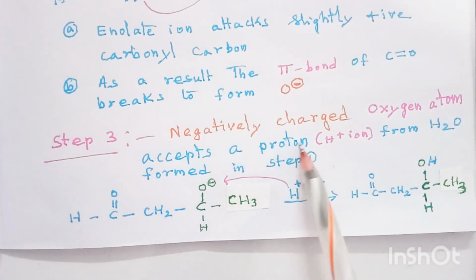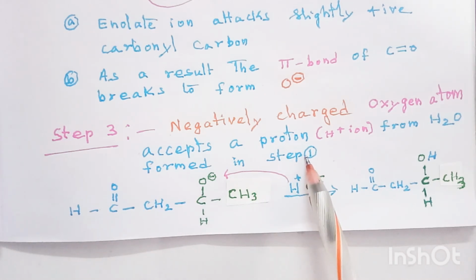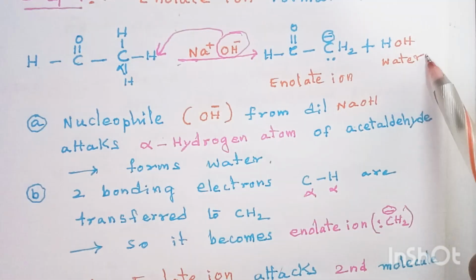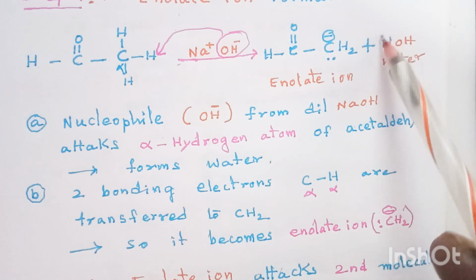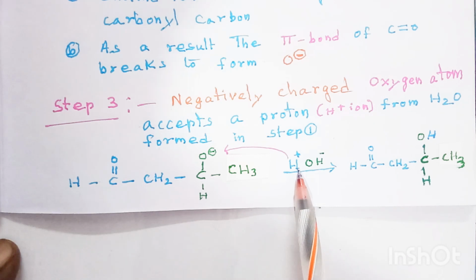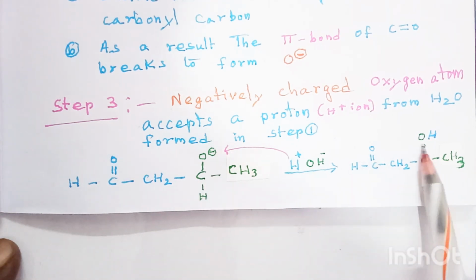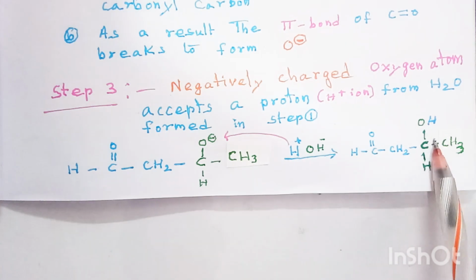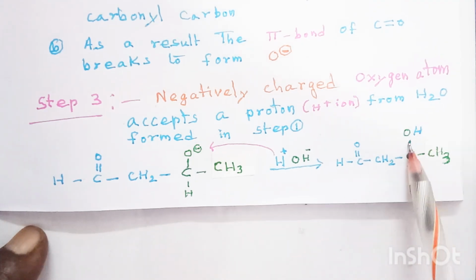This negatively charged oxygen atom accepts a proton from the water molecule formed in step 1. Remember, the water formed in step 1 is HOH. The oxygen takes the H plus, that is the proton, from HOH, that is water. As a result we get OH attached to this oxygen. So this becomes CHO CH2 CHOH CH3.